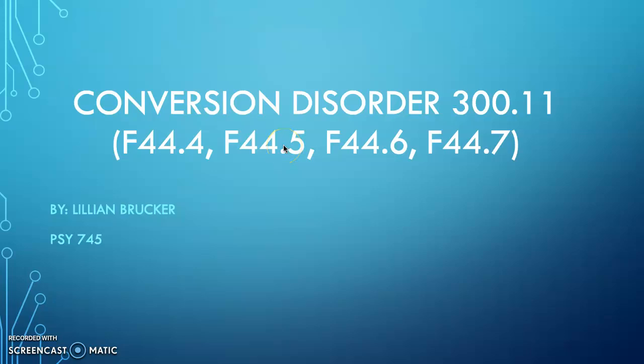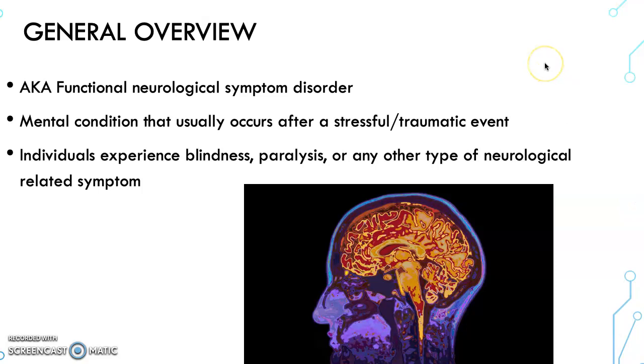I'm presenting on conversion disorder, which has the DSM codes of F44.4 through F44.7. So a general overview of conversion disorder is that it's also known as functional neurological symptom disorder, and it's a mental condition that usually occurs after a stressful or traumatic event, and individuals experience physical symptoms such as blindness, paralysis, or any other type of neurological related symptoms such as swallowing, seizures, and all different types of symptoms that I'll talk about more later.